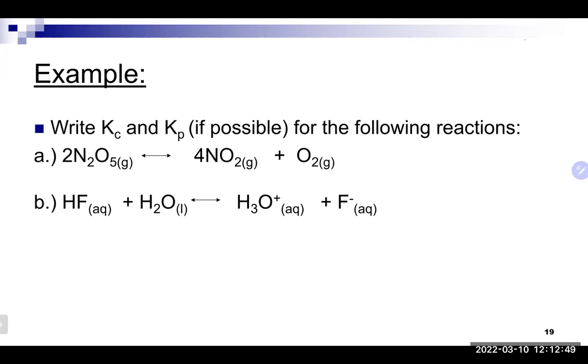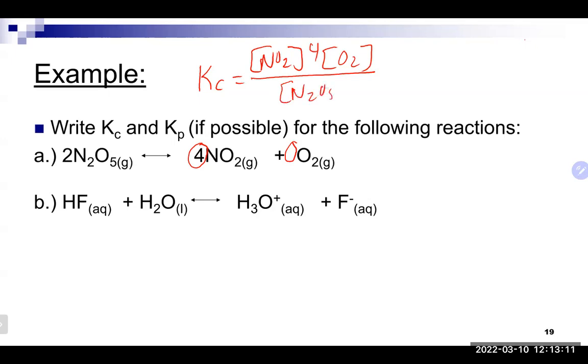So for our first one here, let's go up on top. Our Kc would be the concentration of NO2, again taken to the fourth because of the coefficient that is there, times the concentration of O2, which the coefficient obviously is 1, so we don't have to put anything up there. We're going to then divide it by the concentration of N2O5, which also would be squared because of the coefficient. Any questions on that one there?